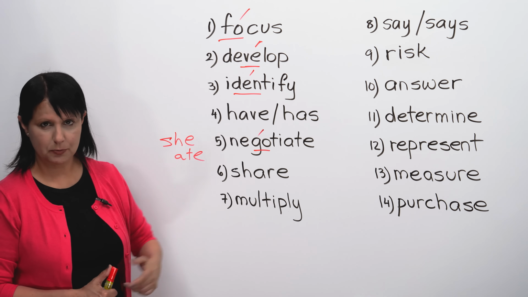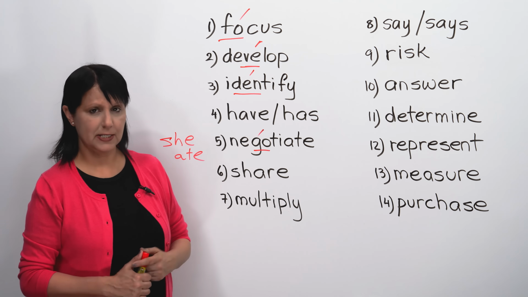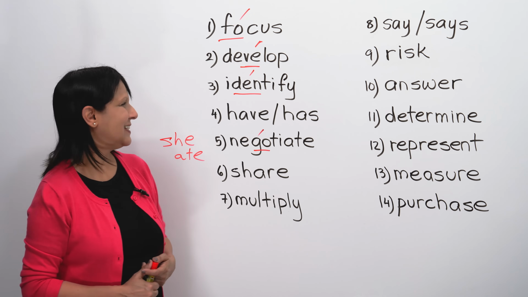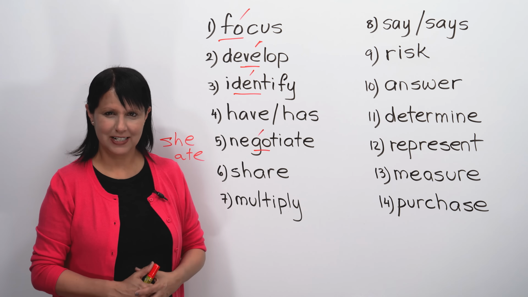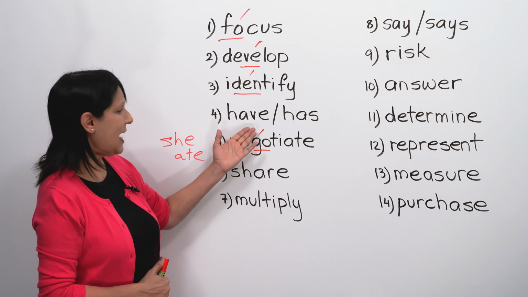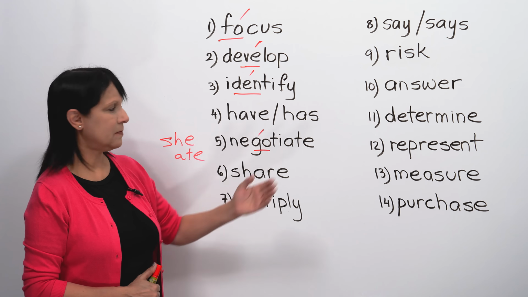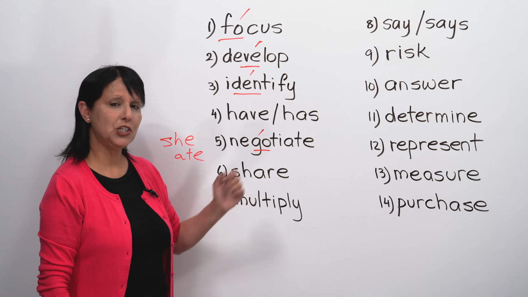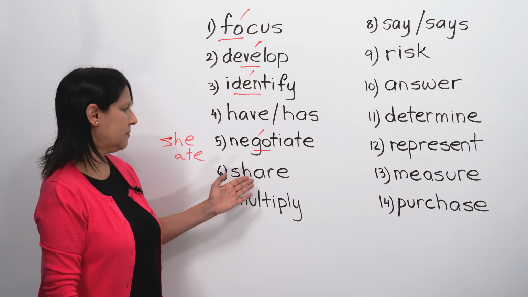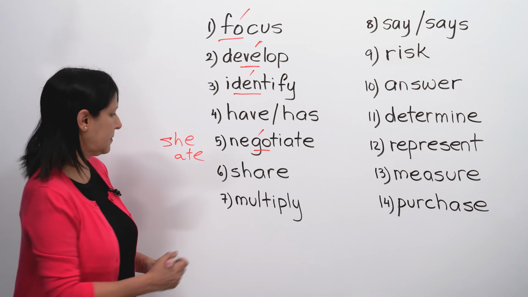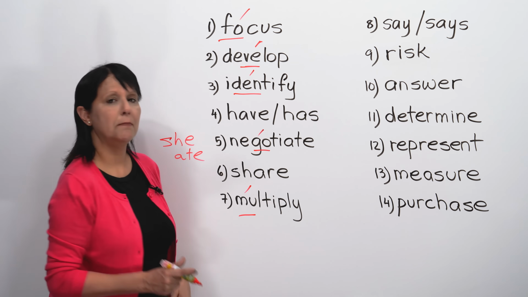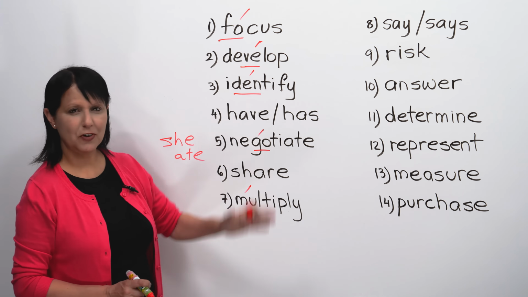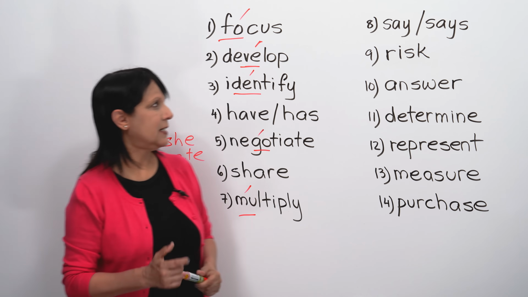Now, let's review these. Just say them once after me. Ready? Focus. Develop. Identify. Have. Has. Negotiate. Share. And here, multiply. Okay? Good. Let's move on to the next few.